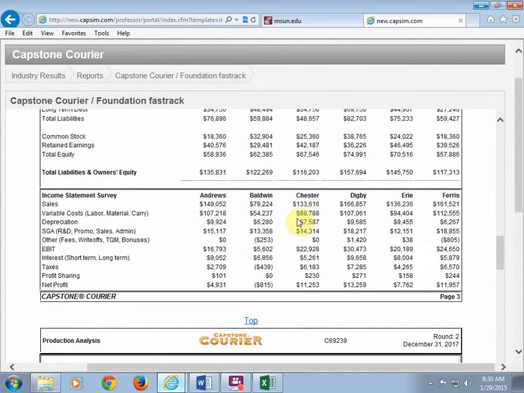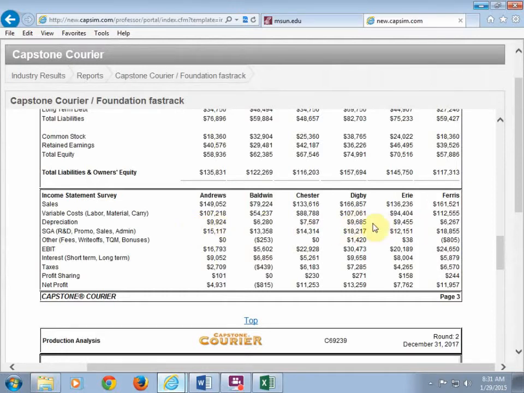Income statement, we take a look at. Remember what I said about SG&A? I said I'll bet you Team Baldwin spent probably similar to what other teams did, but their sales were so low. And you can look at that, yeah, right in the ballpark, right? In fact, Team Erie spent less than them and generated $136 million in sales. Team Baldwin spent $13 million here and only generated $79 million in sales.